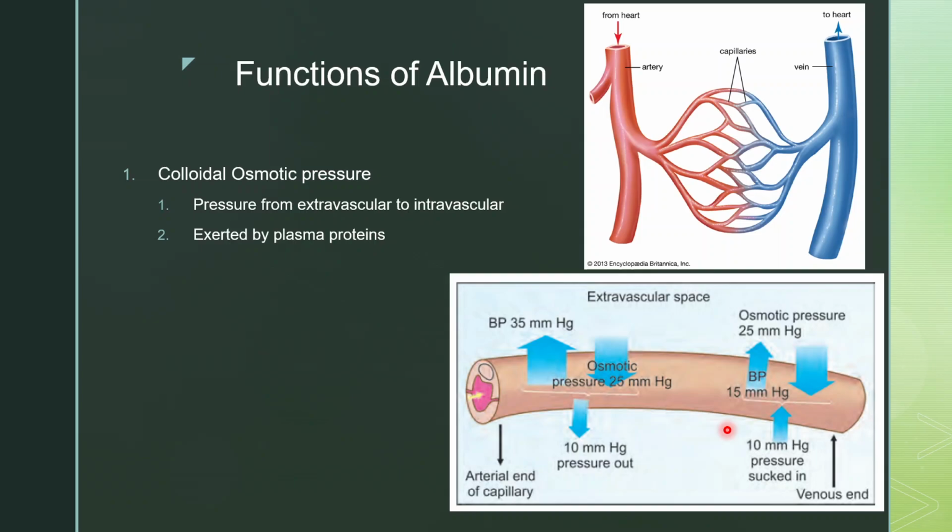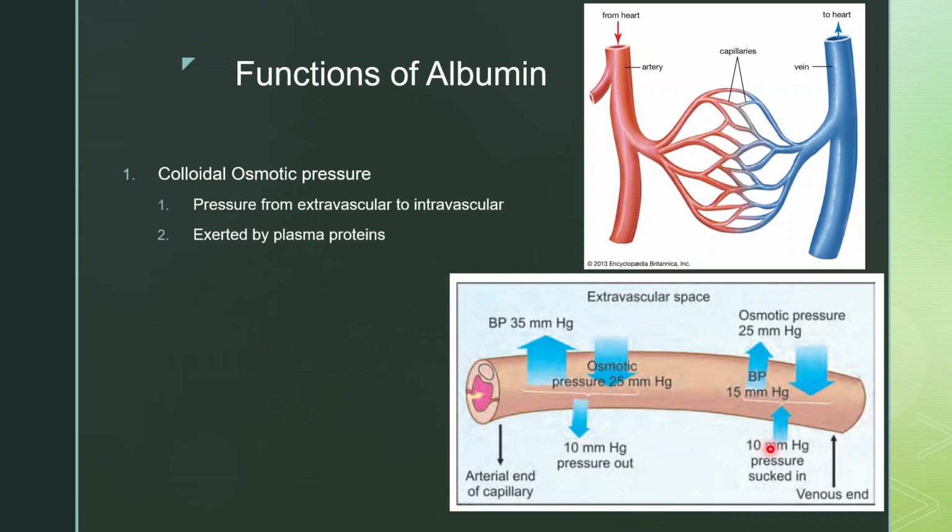Now let us assume that the patient's albumin levels are low. If a patient has low albumin levels, the colloidal osmotic pressure will also become low. Let us assume the colloidal osmotic pressure over here becomes 15, because the patient's albumin levels are low. As a result, the fluid coming out will be more. The excess pressure over here will be 20, so more fluid has come out as compared to normal.